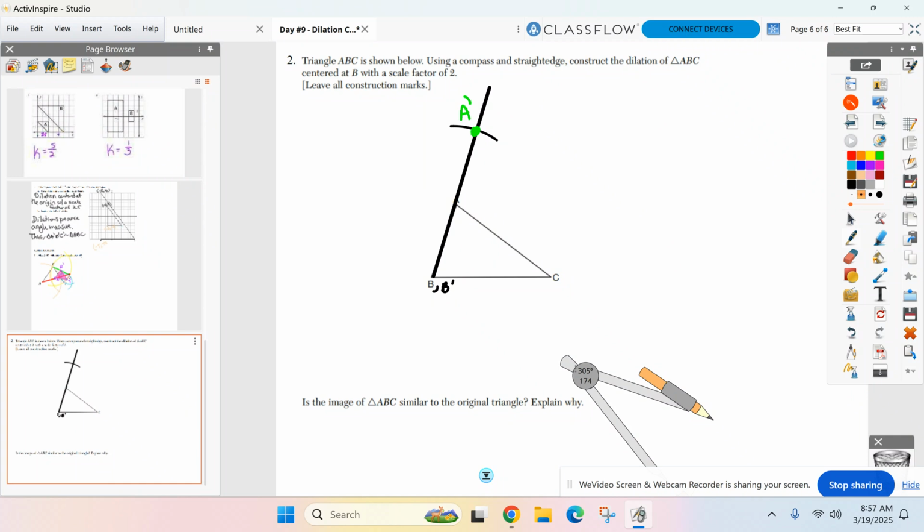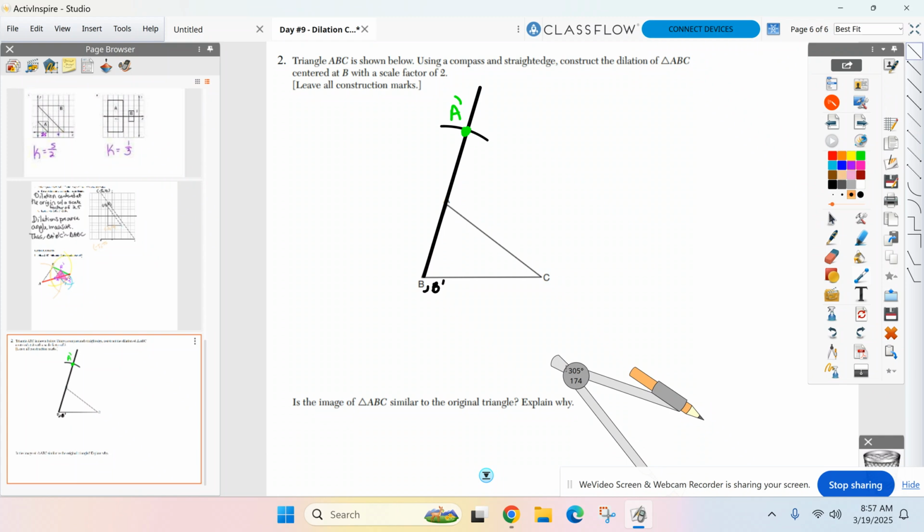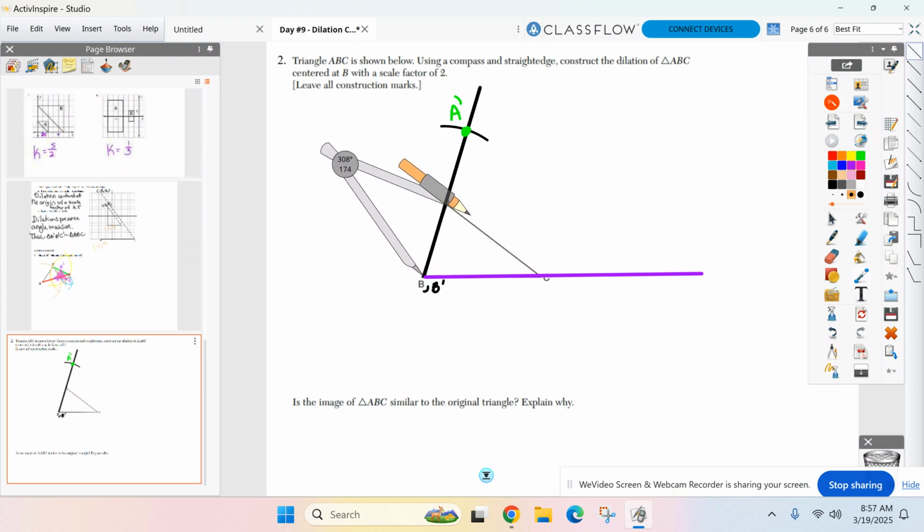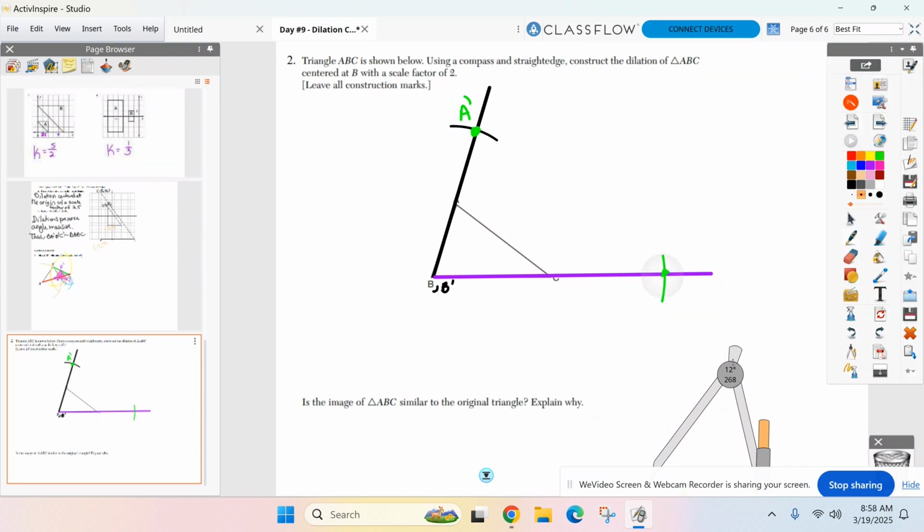And let's double our distance from B to C now. Extend BC. Measure the distance from B to C. And you guys go ahead and double that. And you'll notice a bigger looking triangle on your hands.